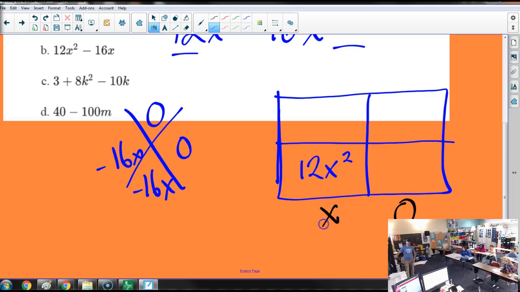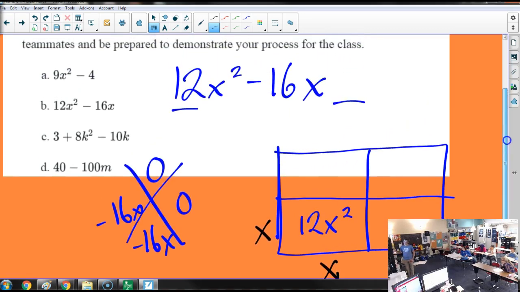So wait, this would be X. It has to multiply. They both have to be X. So one has to be 12, right? Or both have to be 6 and 2. One has to be negative. 6 and 2. Well, no. What do you mean one has to be negative? The X plus has to be negative, because the two X's can't be negative.